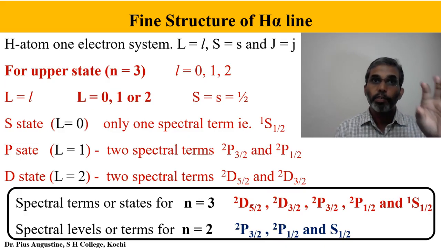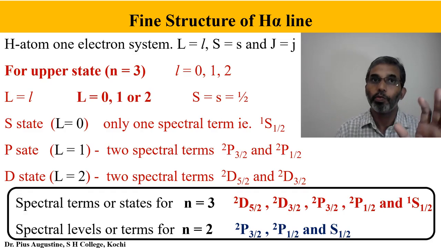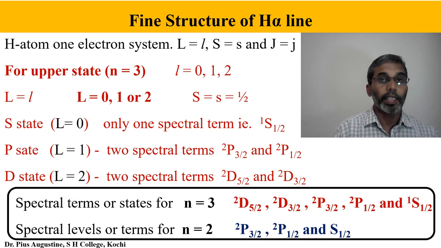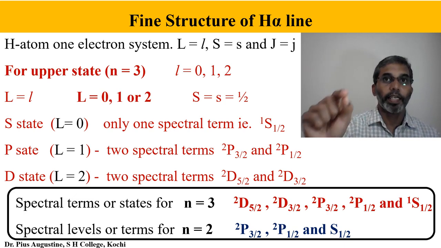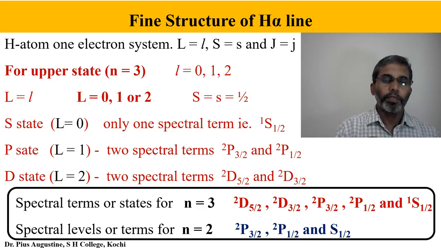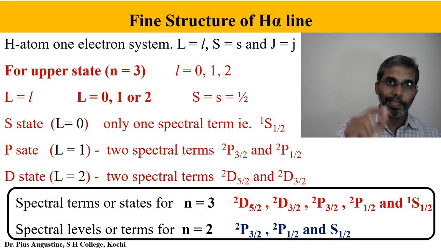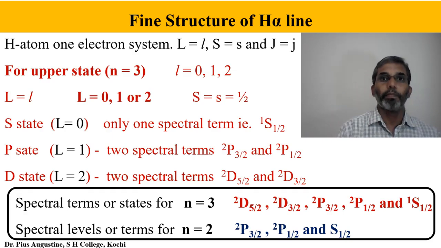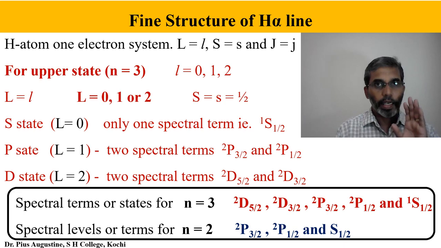That is, for L equal to 0, L equal to 1 and L equal to 2, what are the possible energy states? Okay, because there n is equal to 3 and associated we have S, P and D states. First we will take the L equal to 0 state, that is the S state. For the S state, there is only one spectral term, that is 2S plus 1 is equal to 1. Therefore it is 1 S half.